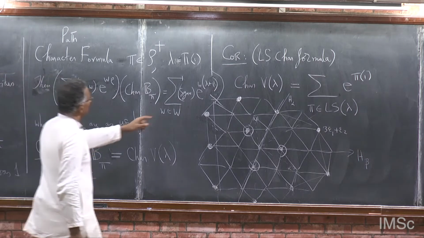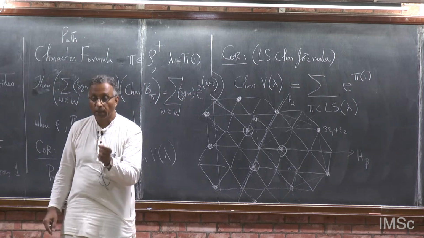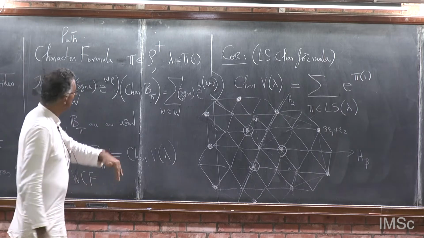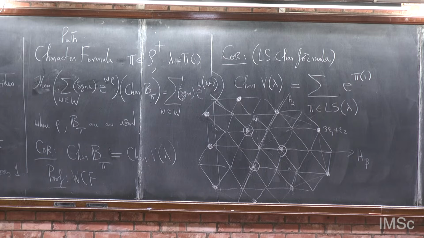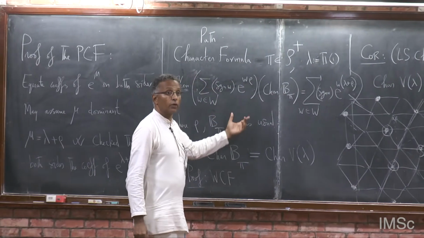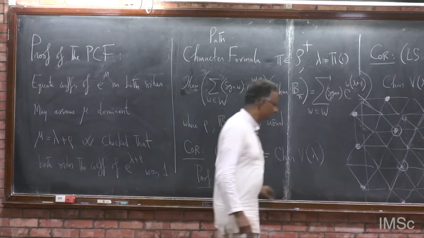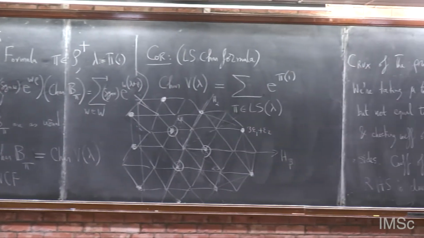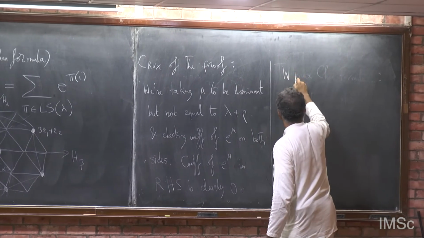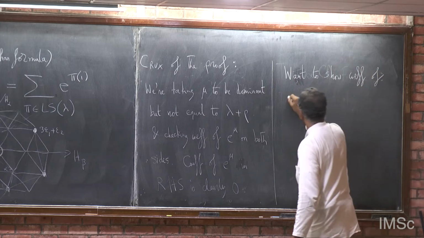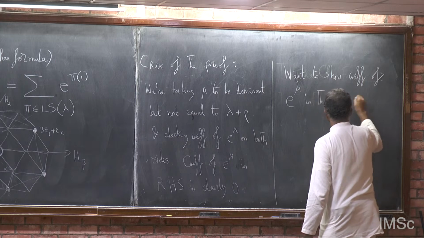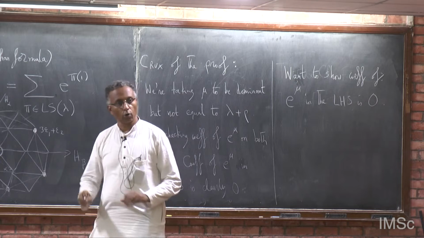But its stabilizer in the Weyl group is just the identity, so it moves. So it's obvious that the coefficient of e to the mu in the RHS is clearly 0. The content of the proof lies in showing that the coefficient of e to the mu on the LHS is 0. Is this clear? So we want to show the coefficient of e^mu in the LHS is 0.